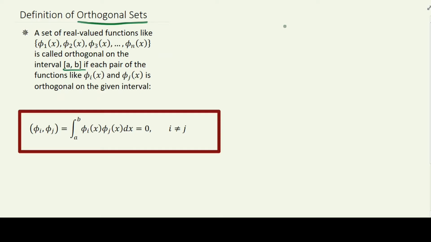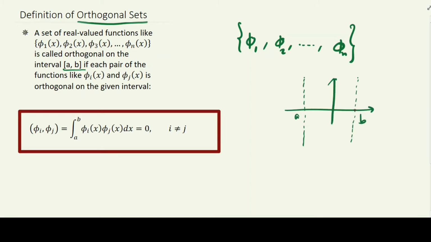And basically what it means is that if you have a set of functions which consists of any number of functions, like n functions, phi1, phi2 all the way to phi n, where these functions are defined on the interval a to b. For example, let's say this is phi1, this one is phi2, and let's say this constant function, this one is phi3, etc.